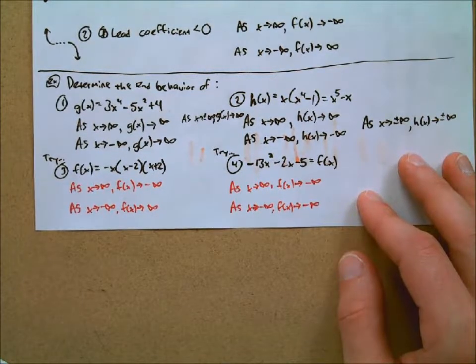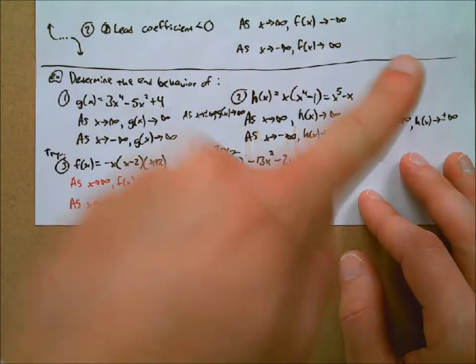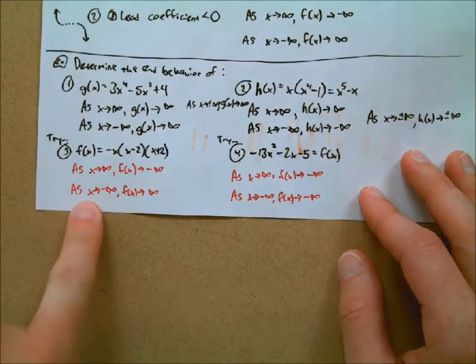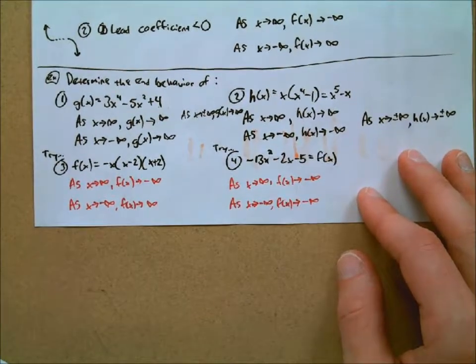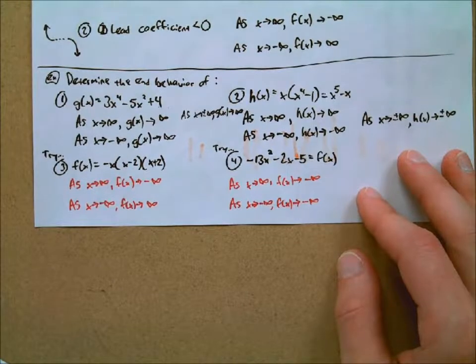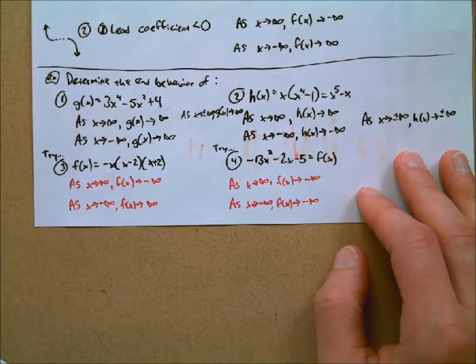Even positive lead coefficient, odd positive, odd negative, even negative as well. Okay, so it gives you all the situations there. Any questions on any of that? All right, so let's actually sketch the graphs of some polynomials then. I'll do one with you guys, and then I'll have you try one on your own.